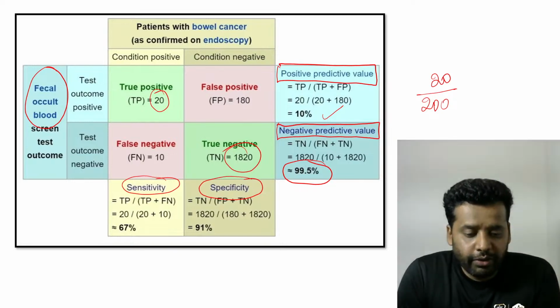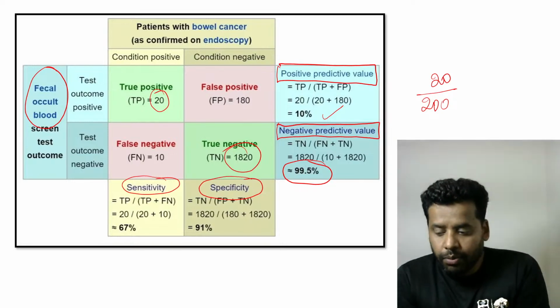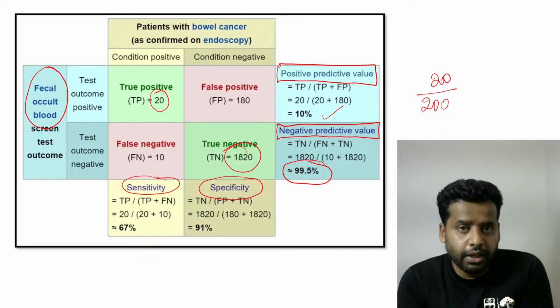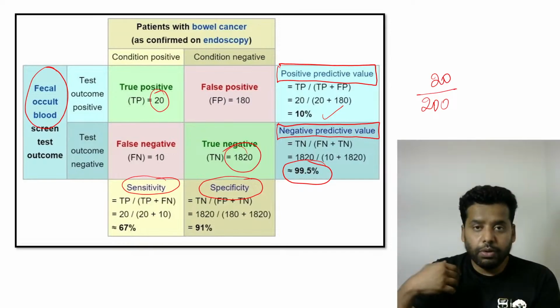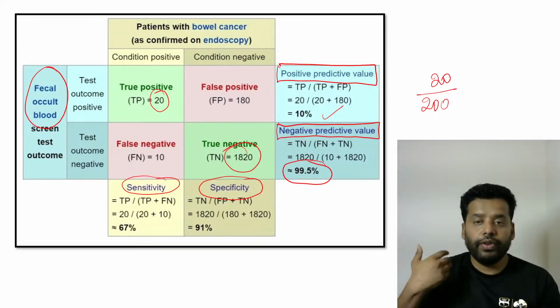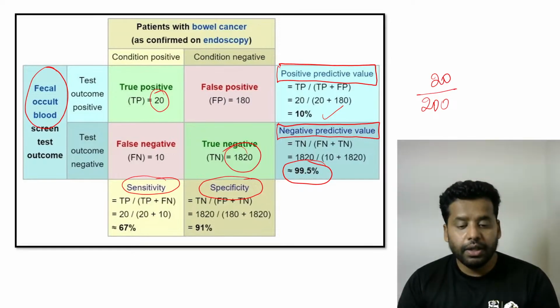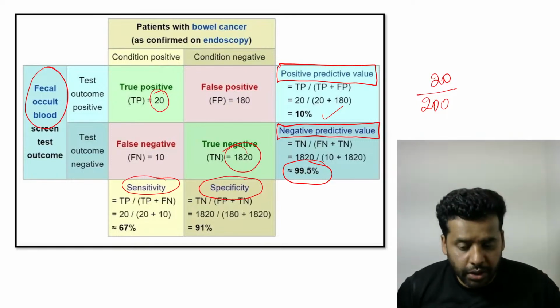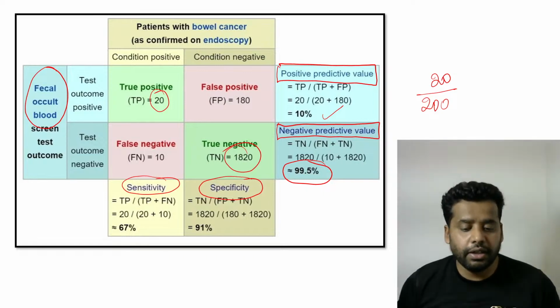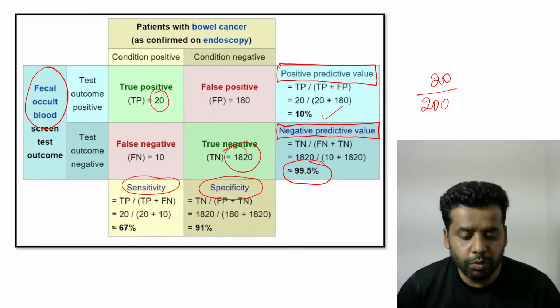Which is better for this test? You tell. Very good. Positive predictive value or negative predictive value? Negative predictive value. That means diagnostic power of inclusion or diagnostic power of exclusion? Exclusion, ruling out. If you are tested negative, you are almost ruled out.